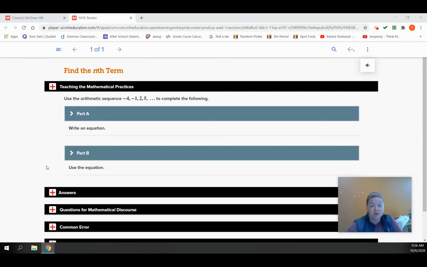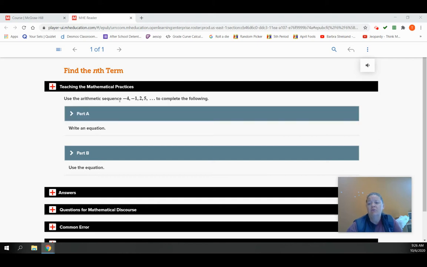Finding the nth term in a sequence. To find the nth term in the sequence, the first thing you need to do is come up with the equation that works for your sequence, and then use that equation to come up with the nth term, whatever number of term it is they're looking for.